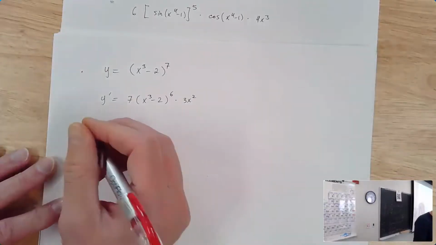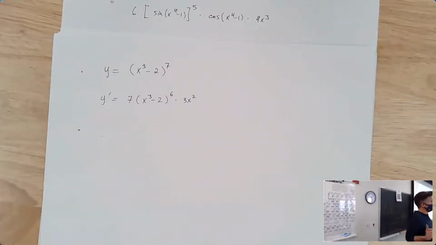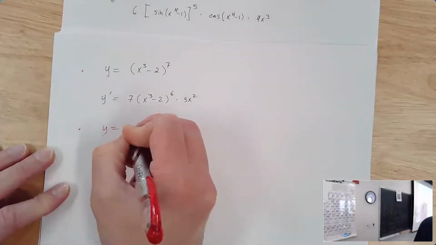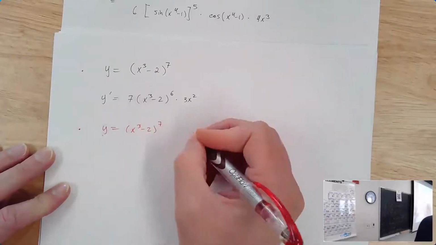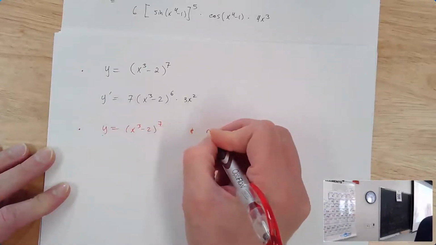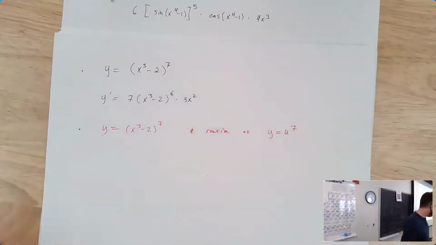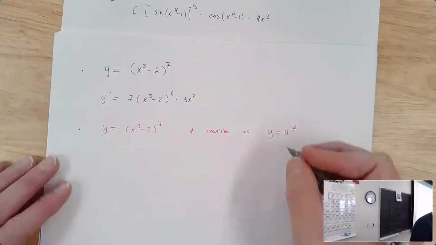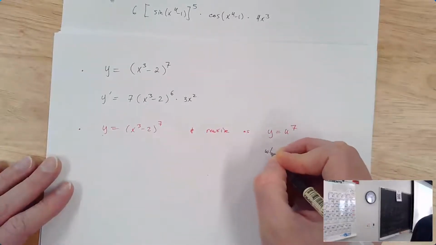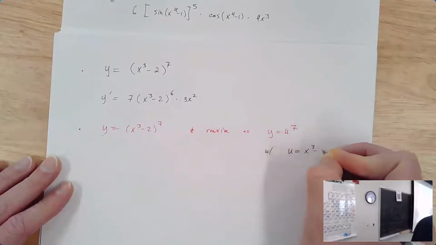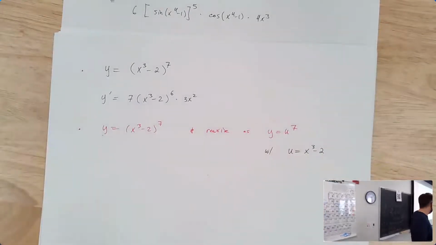One way of attacking this, and again I don't really recommend either of these in general, is that people call the inner function a different function name. Sometimes they call it g, sometimes they call it u. Those are the common choices. So people might take y equals x cubed minus 2 to the 7th and rewrite it as y equal to u to the 7th, with the choice that u is equal to x cubed minus 2. It's still the same thing, we're just writing it differently.